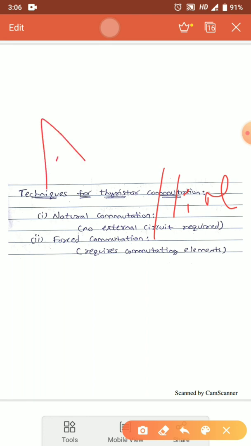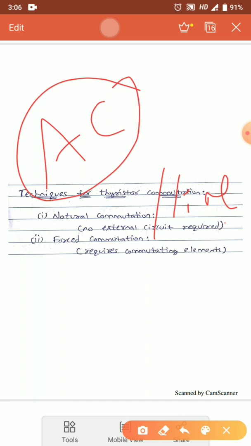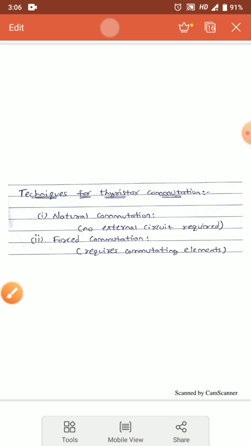This is because of the characteristics of the supply. So if I am using an AC supply, I can get natural commutation or line commutation. As the AC supply is already there, no external circuit is required, because the AC supply itself reverse biases the device and makes it turn off. The second type of commutation that I have is called forced commutation.